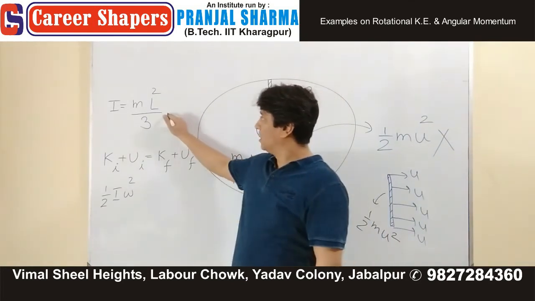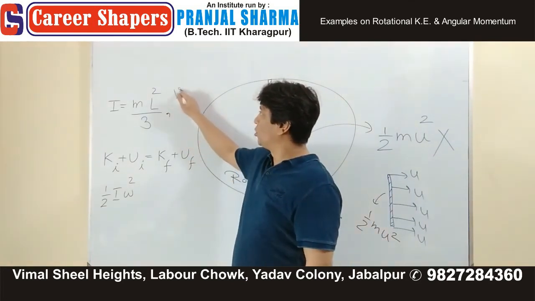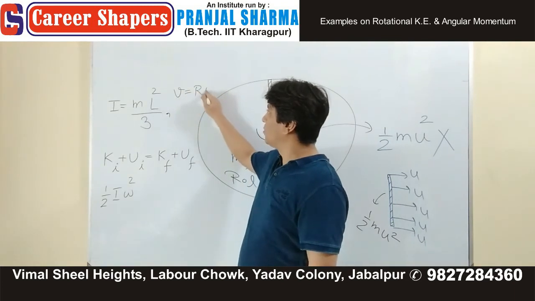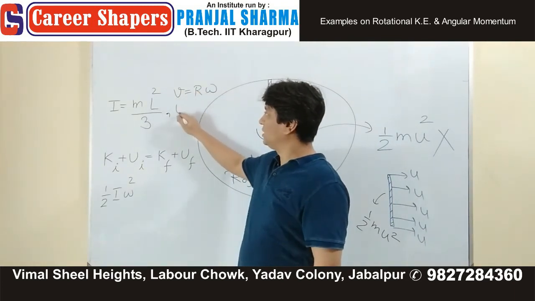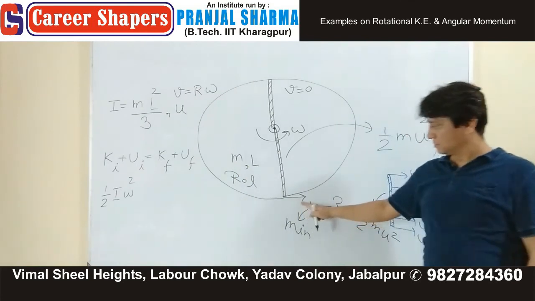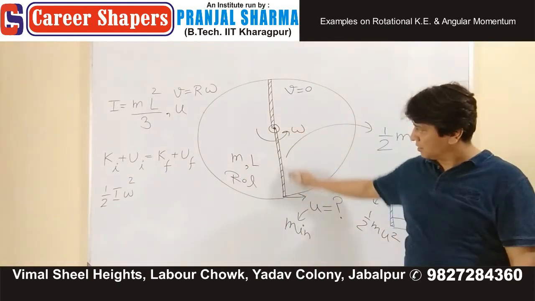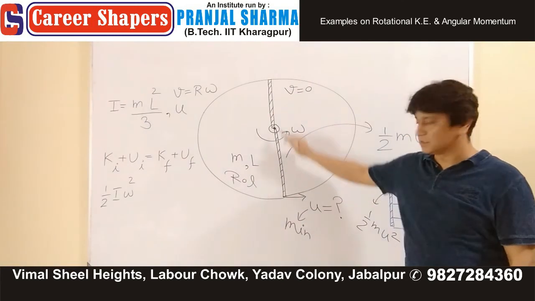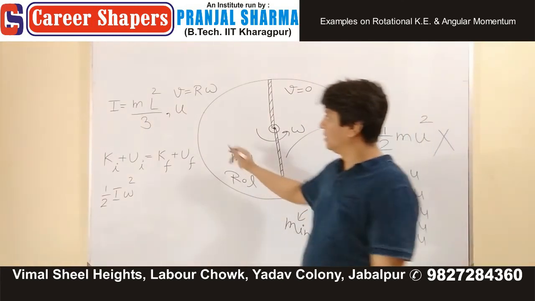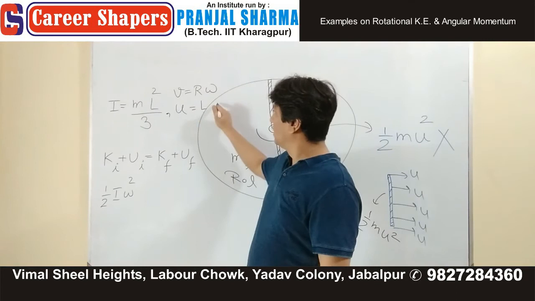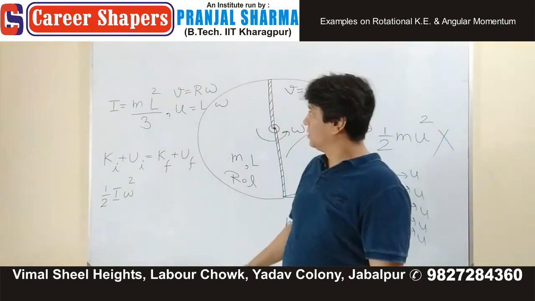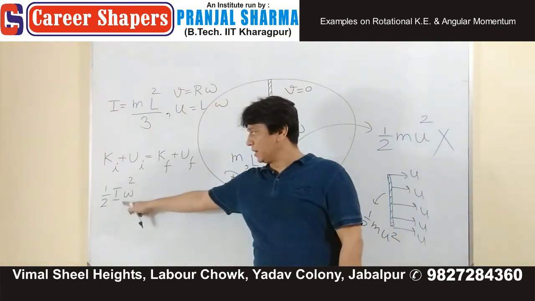And what is omega? यार आदमी को पता है v क्या होता है रे? r omega. What is v? u. This hand is moving with u. What is r? Distance. This distance, which is l, into omega. So you have the value of I, you have the value of omega.